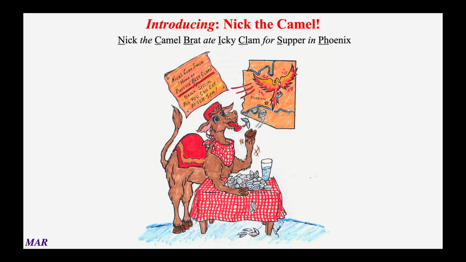Now, one way to help you learn polyatomic ions is to talk about Nick the Camel. And no, I don't think I've totally lost it yet, but Nick the Camel is an expression that's used sometimes to help learn polyatomic ions. And if you look at the top right there, Nick the Camel Brat ate icky clam for supper in Phoenix. And you're probably like, okay. But notice there that I've underlined some of those pieces there. And the underlined part represents one of the polyatomic ions.